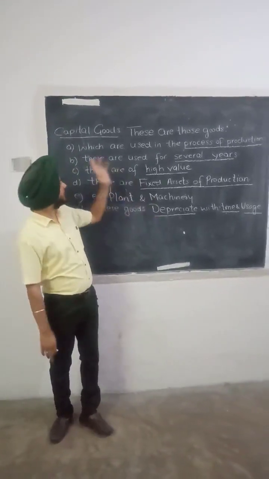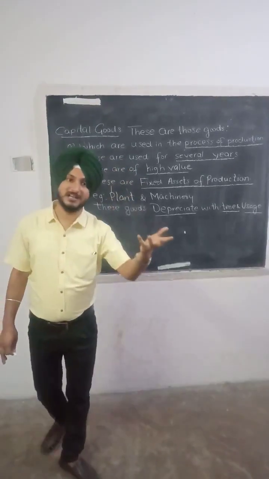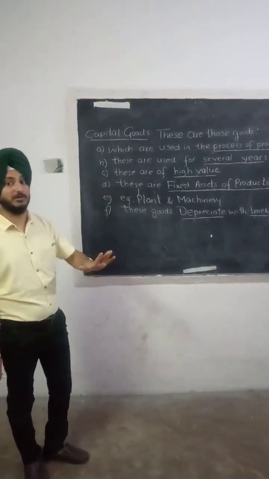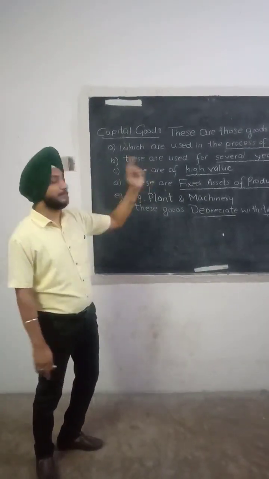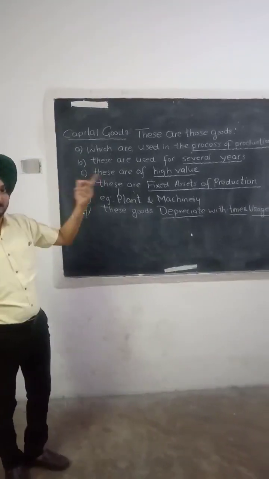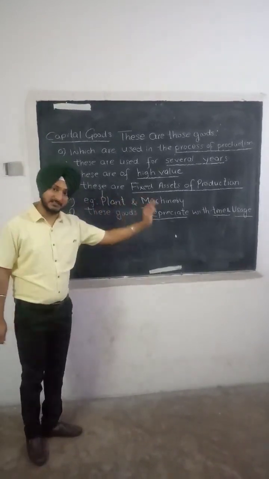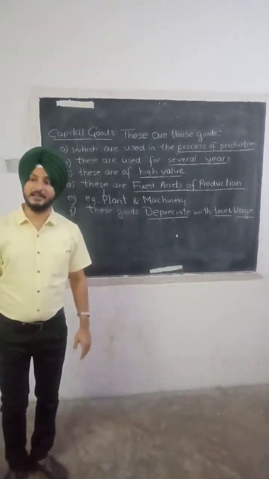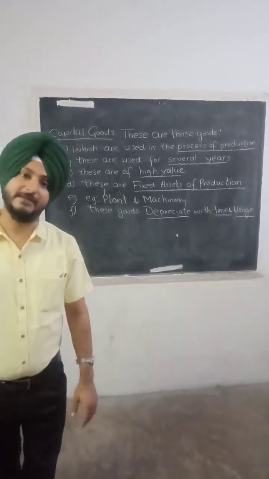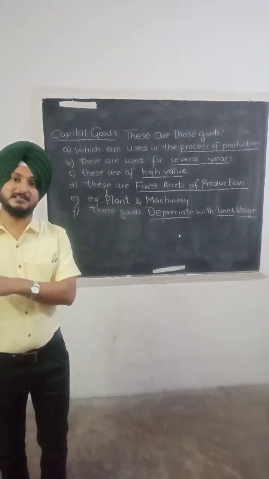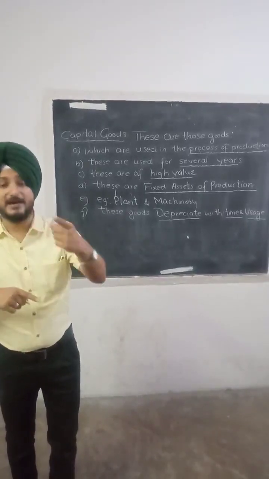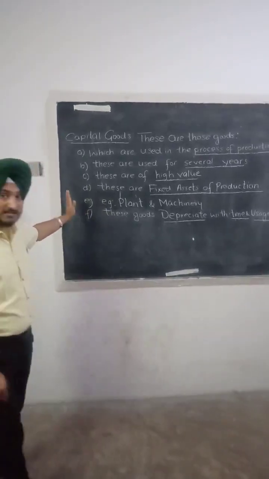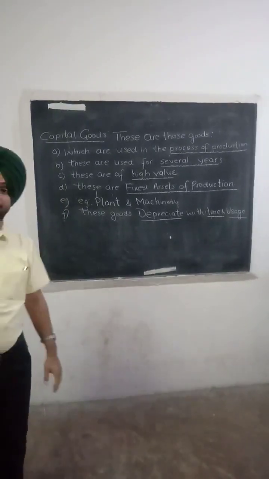But here, to understand capital goods, you can write down these 5 points which are most important. I am repeating once again: they are used in the process of production, used for several years, of high value, fixed assets of production, with examples being plant and machinery. And these goods depreciate with time and usage. Their value decreases with time, and with more usage their value also decreases. Okay, so pause the video, you can see it on the blackboard and note it down.